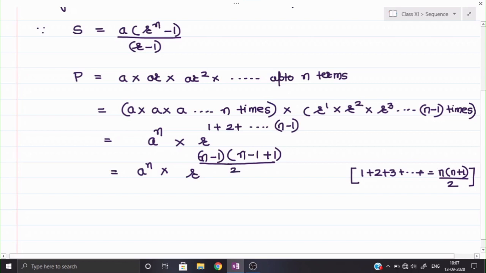Okay, you can apply the rule of GP also, because 1, 2, 3, and so on, it is forming an AP. So the sum of AP can also be applicable, or you can apply the sum of n terms of AP, that is n into n plus 1 upon 2. Here minus 1 and plus 1 got cancelled. So we have remained here a to the power n into r to the power n into n minus 1 divided by 2. So this will be the value of P over here.